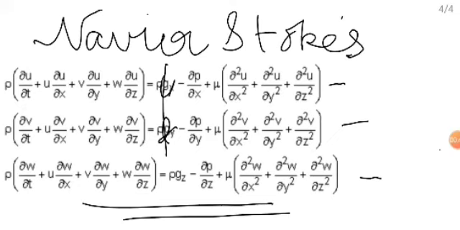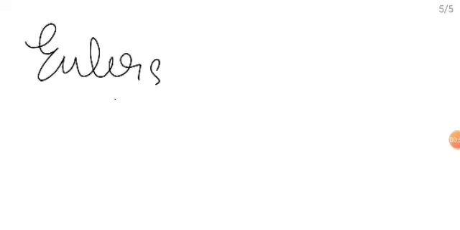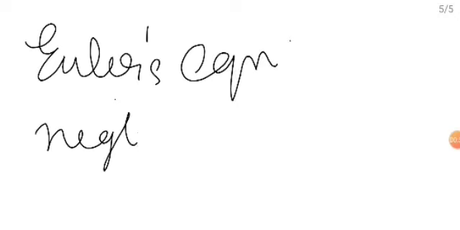Now from this only we are going to derive Euler's equation. In Euler's equation, they neglect the viscous terms. So we will consider Euler's equation in the x direction.